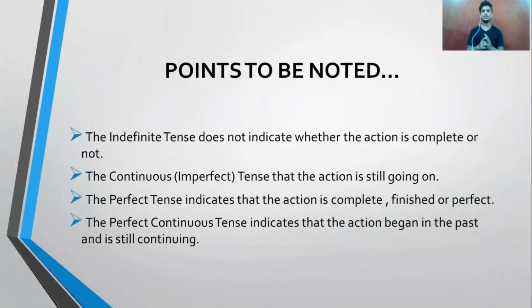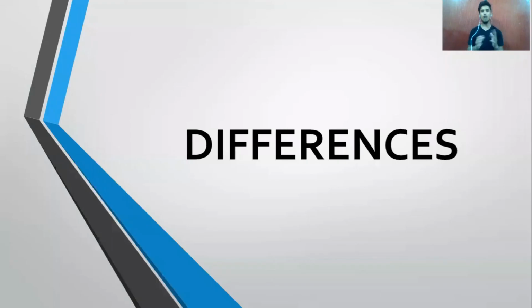Some points which should be noted. The indefinite tense does not indicate whether the action is complete or not. The continuous tense indicates that the action is still going on. The perfect tense indicates that the action is complete, finished, or perfect. The perfect continuous tense indicates that the action began in the past and is still continuing. Now the differences between the tenses.